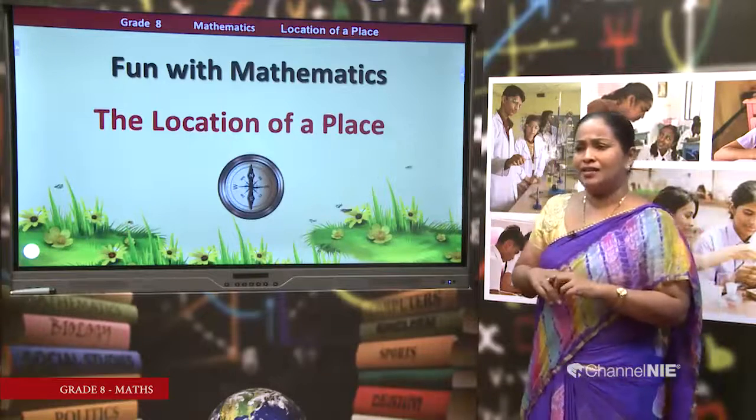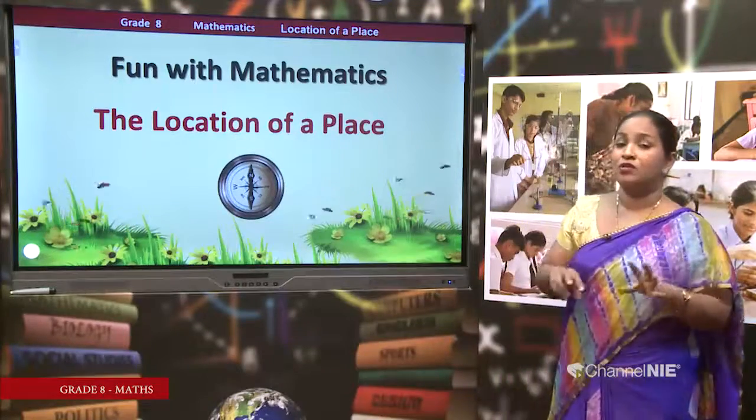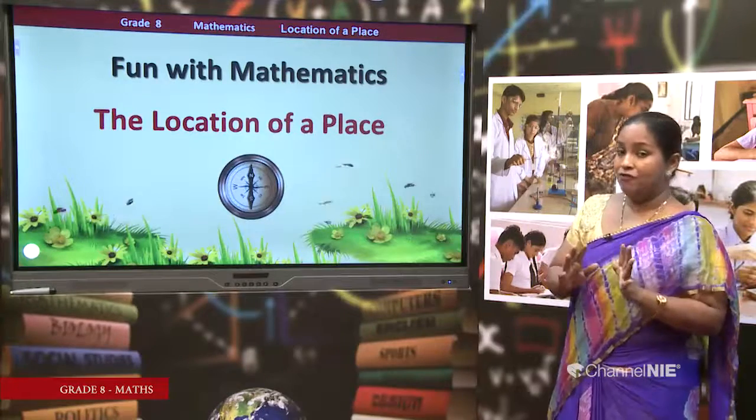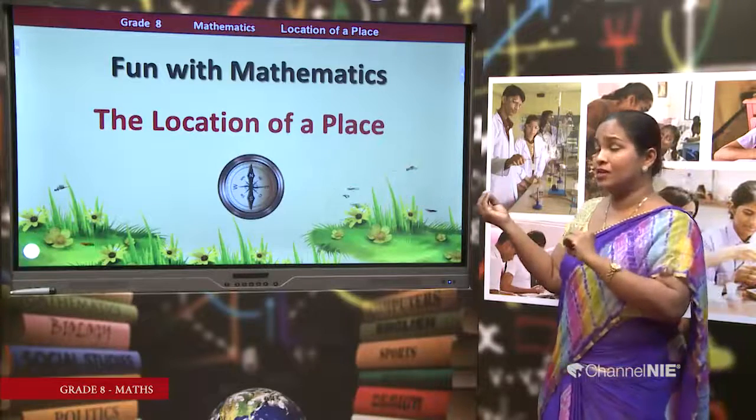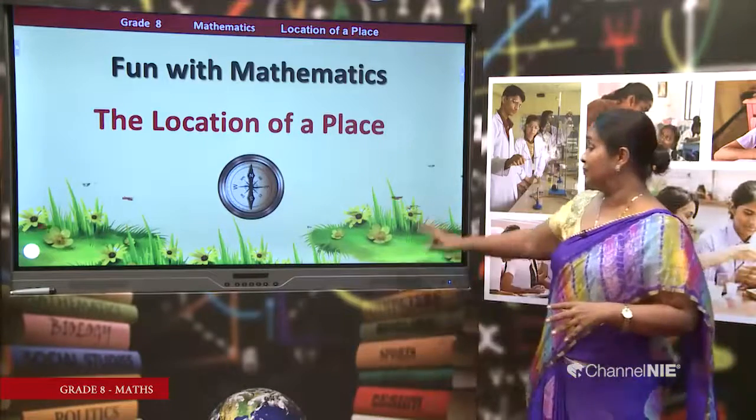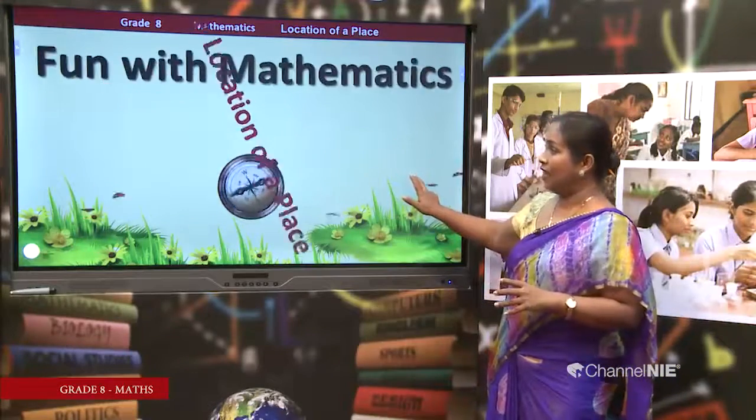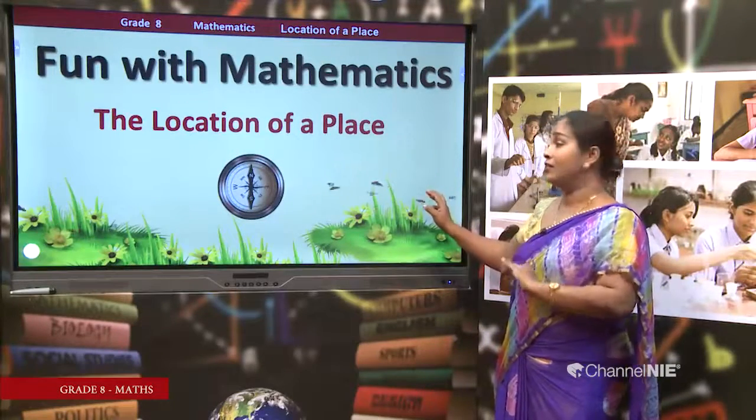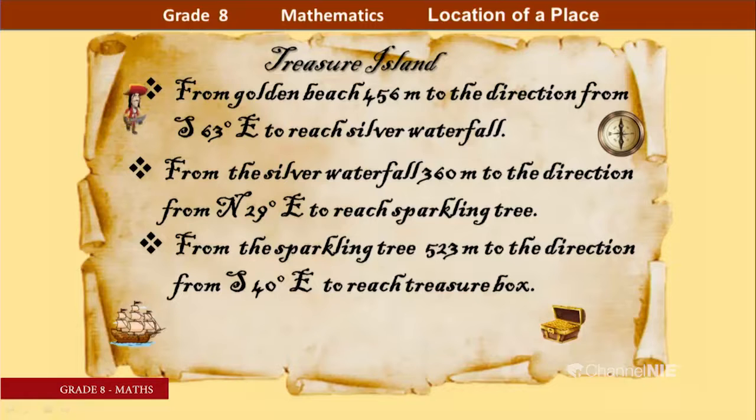It's somewhat like the games that you play on your computers or online games, that treasure hunter game. It's a bit like that. It's not that advanced. Here we use the concept we learned. We'll see what we have here. Okay, fun with mathematics. The theory or the concept we are going to use here: location of a place. Okay, this is the treasure map. Can you see the Captain Hook there? Yes. So, these are the steps to reach the treasure box.